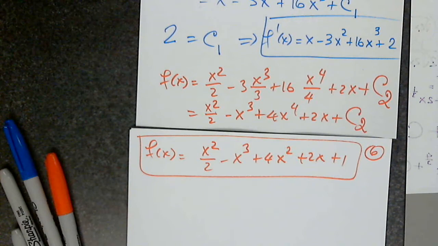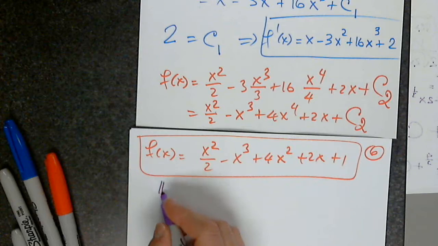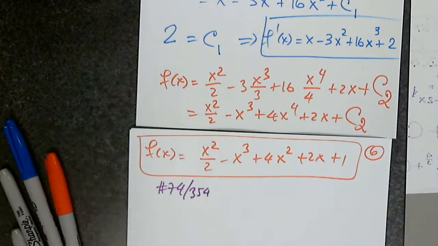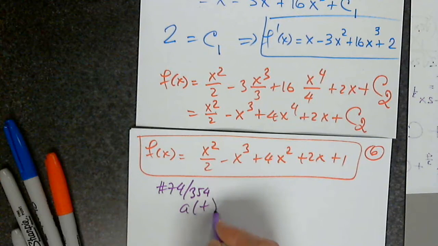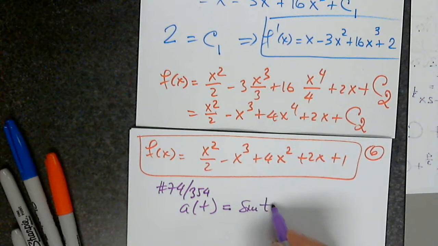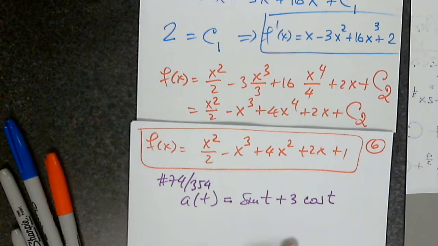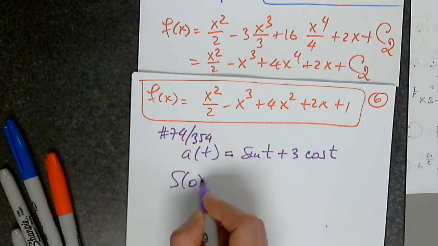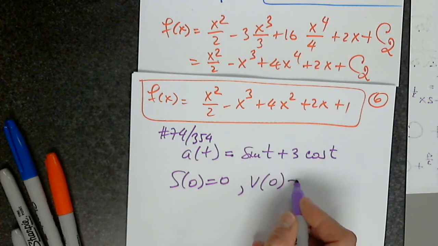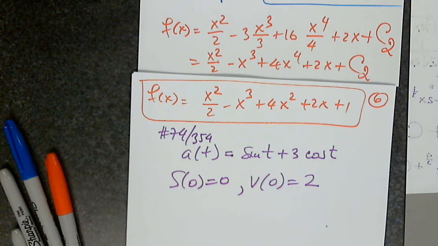Okay, next one I would like to look at problem 74 on 354, which gives us a of t, which is sine t plus 3 cosine t, and we are told that s of 0 is 0 and v of 0 is 2. Let's work on this for 1 minute. We are asked to find the position of the particle, the position function. So a of t is sort of like s double prime, right? Yes, exactly. On paper, 1 minute.